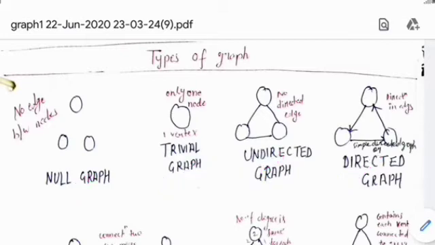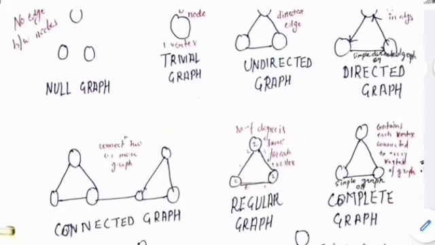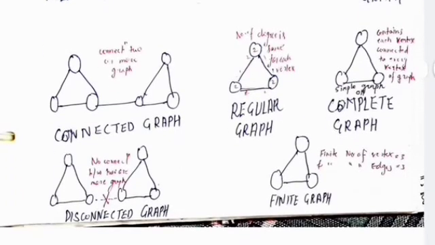Now come to the next graph, that is your connected graph. A connected graph is defined as the connection of two or more graphs, that is called your connected graph.